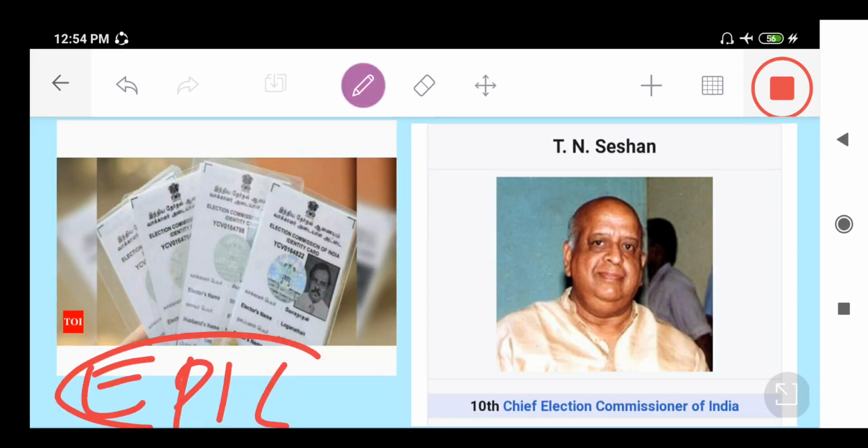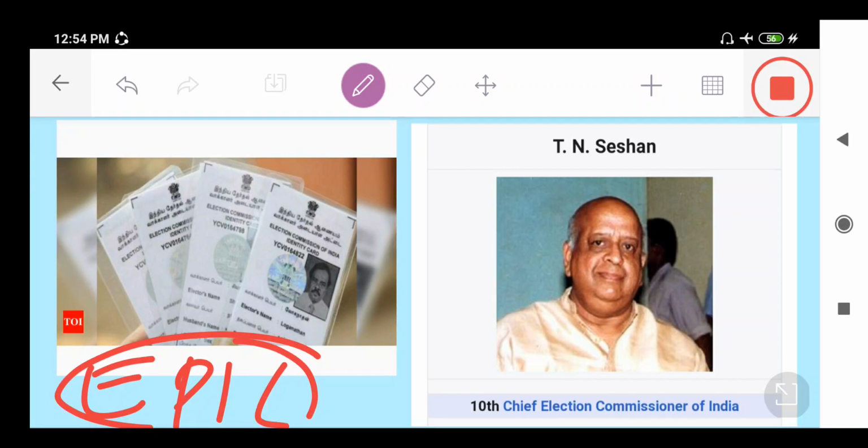We simply call it EPIC. Its full form is election photo identity card. So dear students, every constituency is holding and maintaining the list of all these voters, which is called a voting list, or simply the electoral list. Then the second step is the electoral photo identity card, issued to every voter of India in the particular constituency.